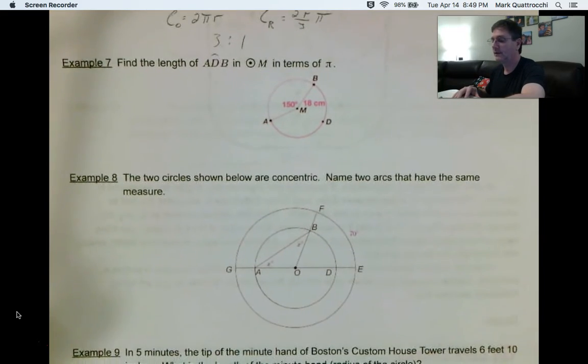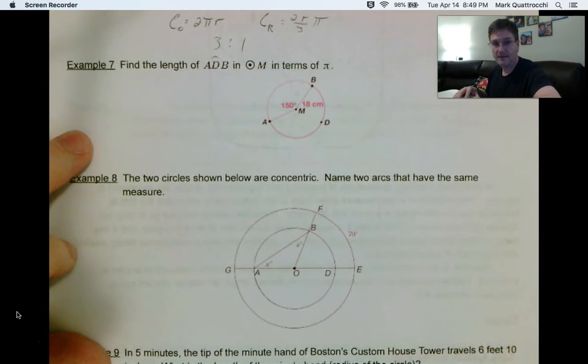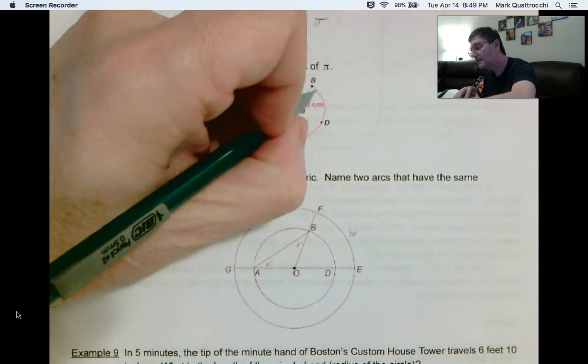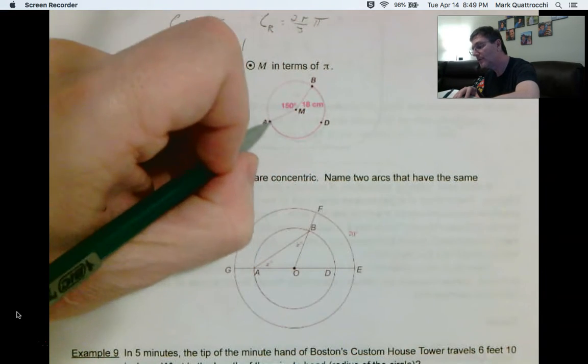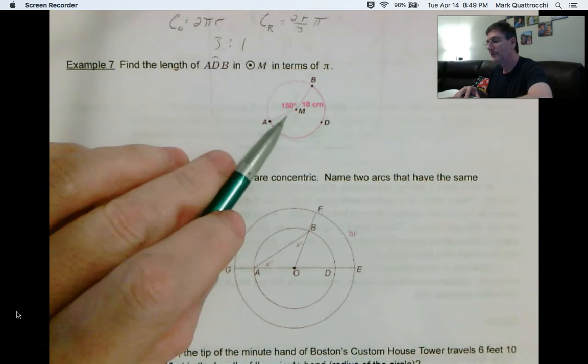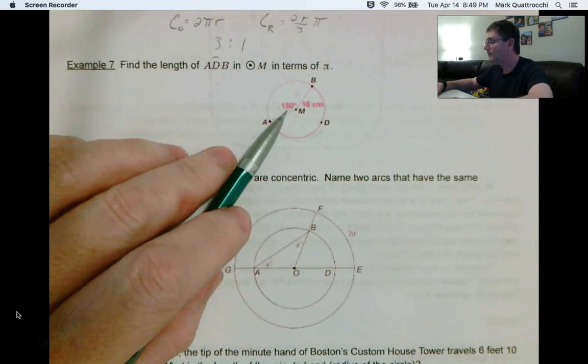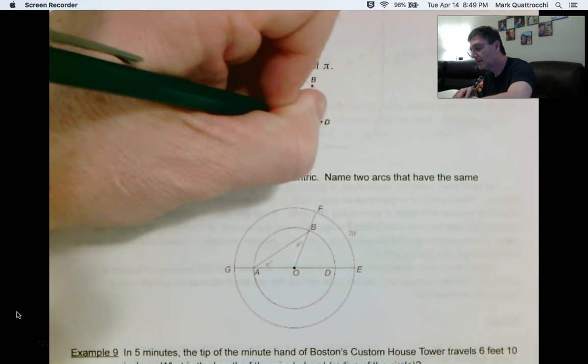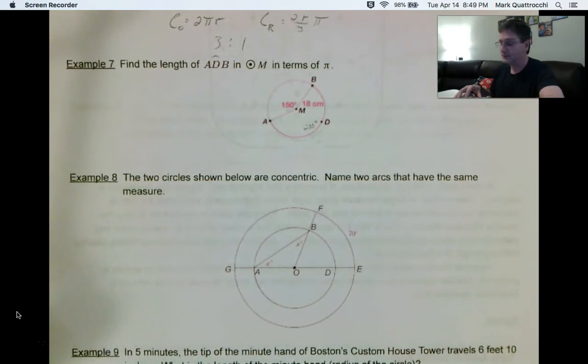Find length of arc ADB. So that's going to be this direction here, the major arc over here, in terms of pi. So if this is 150 degrees, then 360 minus 150 is going to be 210 degrees. And what fraction of the circle is that? It's going to be 210 over 360.